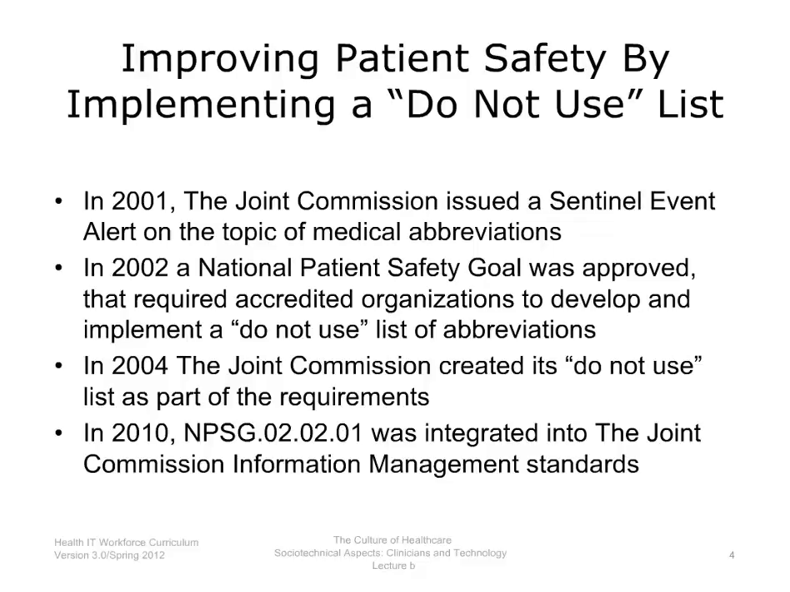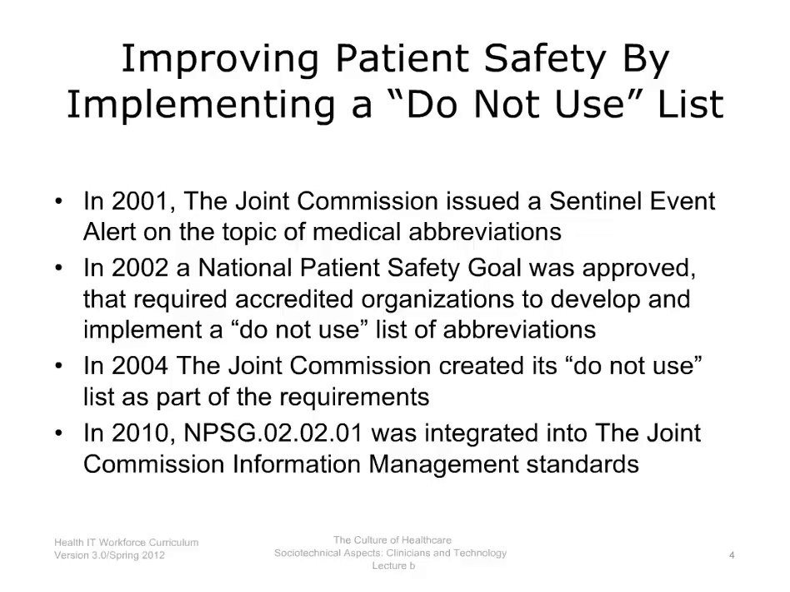Another aspect of patient safety is the implementation of a Do Not Use list. In 2001, the Joint Commission issued a warning on the subject of medical abbreviations. Some medical abbreviations were confusing, and if used improperly, they could cause harm to patients. It became obvious that some abbreviations could no longer be used. In 2002, the Joint Commission approved a national patient safety goal requiring accredited organizations to develop and implement a list of abbreviations that they would not use.